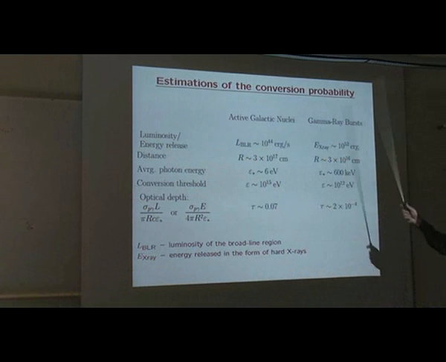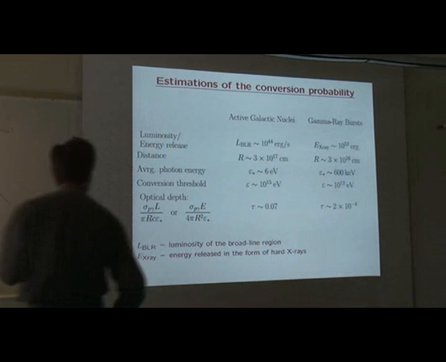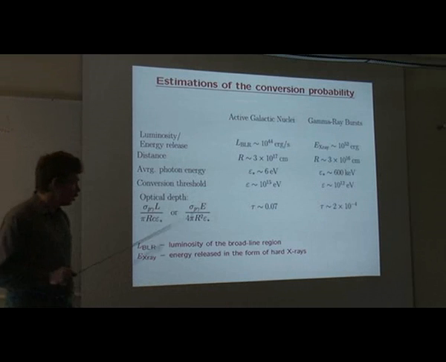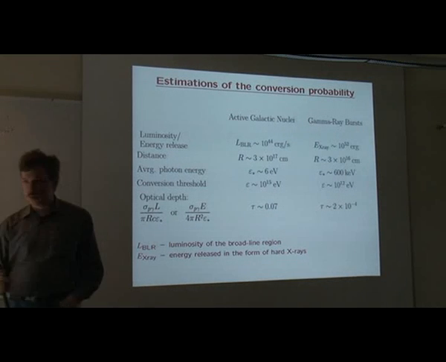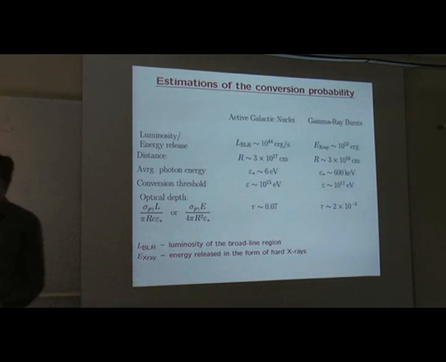Well, two examples. One is active galactic nuclei, another is gamma ray bursts. So we have typical luminosity or energy release during the event, typical distances, large photon energies. We can calculate the optical depth for the photon-proton pair production. It turns out that this optical depth is a bit less than 0.1 in active galactic nuclei, and just around 10 to minus 4 in gamma ray bursts. In both cases, it seems that gamma squared is large enough to counteract this small probability of conversion.